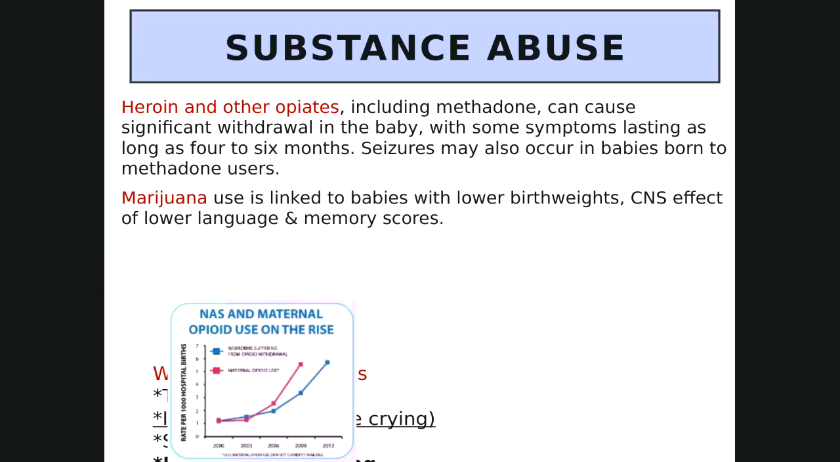Okay. Let's talk a little bit about substance abuse. Heroin and other opioids, including methadone, can cause significant withdrawal in the baby, with some symptoms lasting as long as 4 to 6 months. And seizures may also occur in babies born to methadone users. Marijuana use is linked to babies with lower birth weight, and central nervous system effects of lower language and memory scores are seen in moms who are smoking marijuana while pregnant.